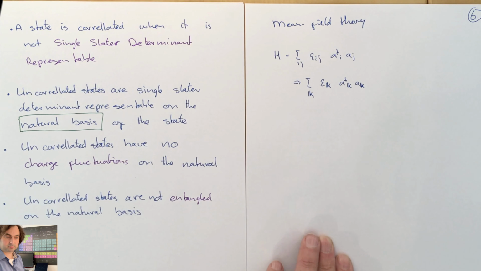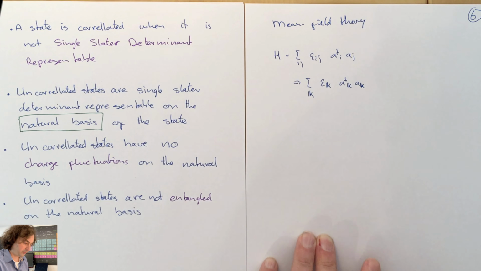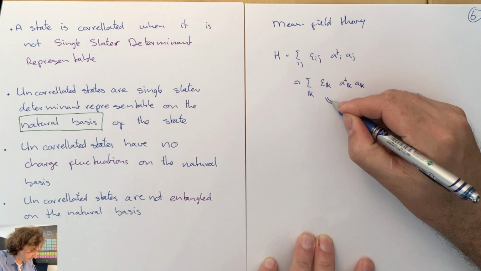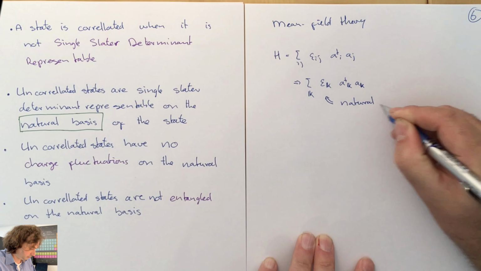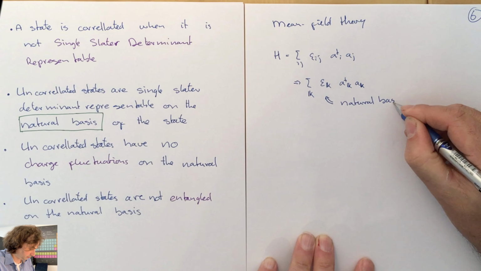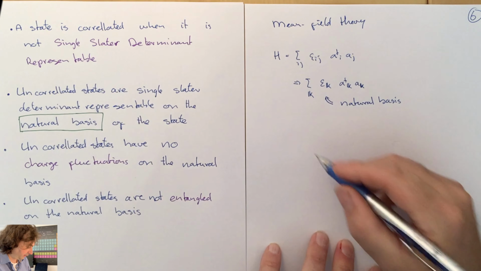of your one particle Hamiltonian. These are the natural orbitals. Which means that all states that we have within a mean field level, all eigenstates of the Hamiltonian that we have on a mean field level, are uncorrelated.